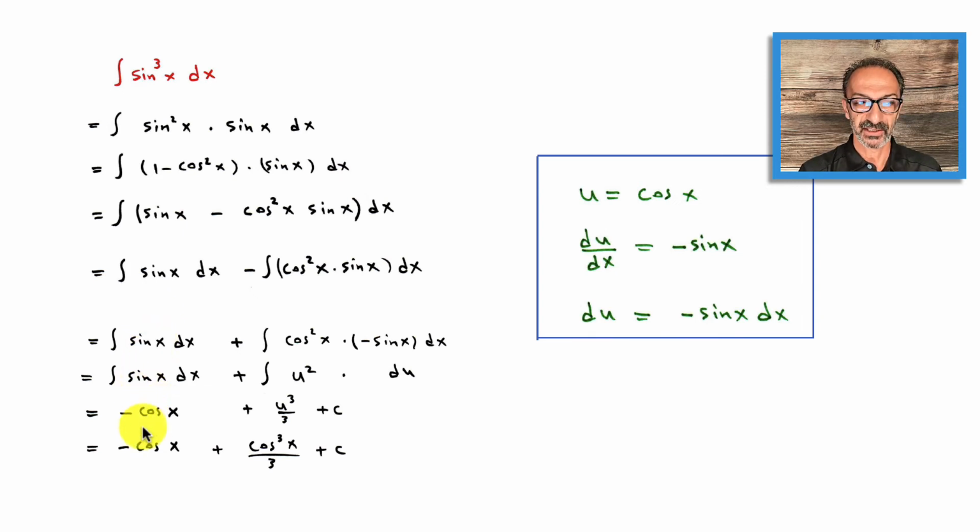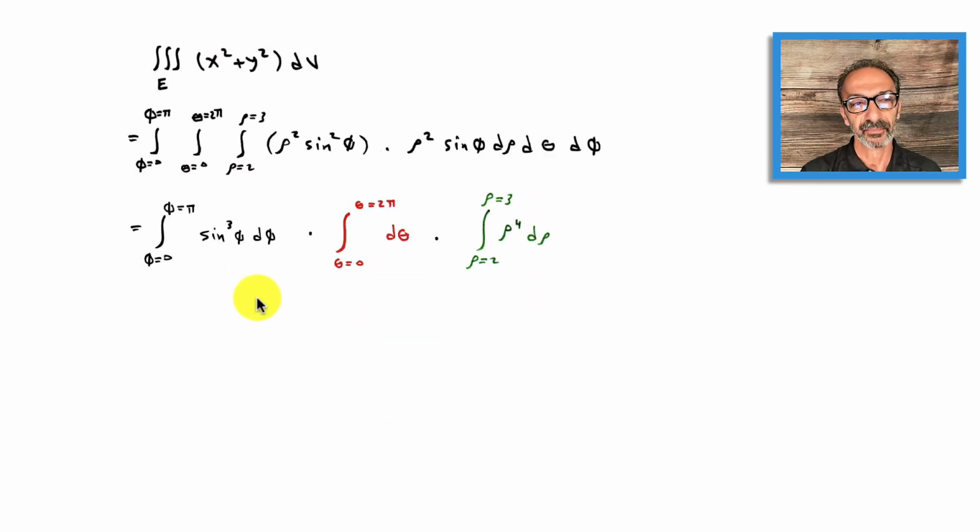The integration of sine is minus cosine x. Integration of u squared will be u cubed over 3. We do have for both integrations a constant of integration, c. Let's take u back to cosine x. So that's cosine cubed x over 3. Now we have the integration of sine cubed x equals cosine cubed x over 3 minus cosine x. Of course, we're not going to use the c part here, since we do have bounds.